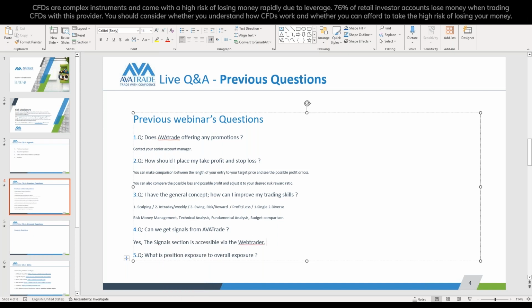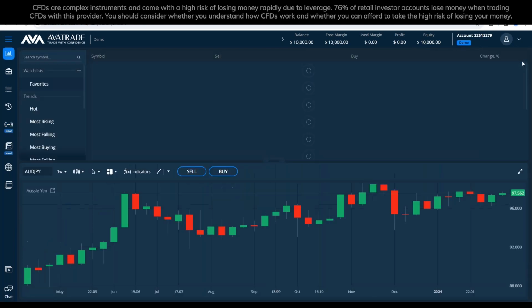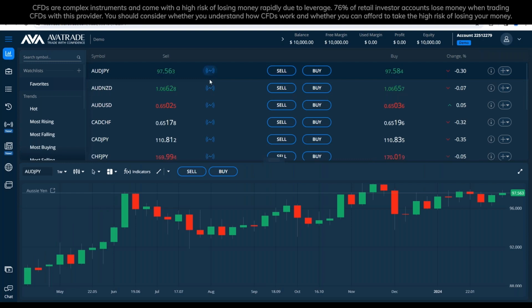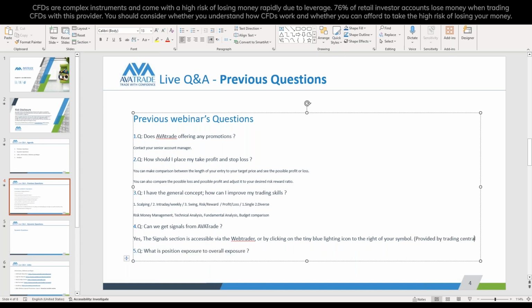Web trader via the web trader, or by clicking on the tiny blue lightning icon. 2D, which side is that? Let me go out and show you that as well. Right, so you can see there is a blue lightning icon here. That's to the right side, I guess. Tiny blue lightning icon to the right of your symbol. Okay. Oh, provided, nearly forgot. Provided Trading Central.